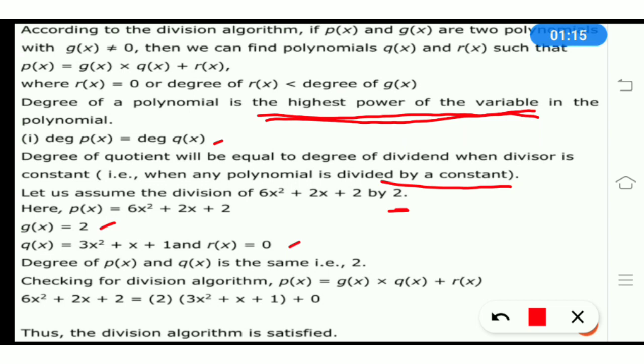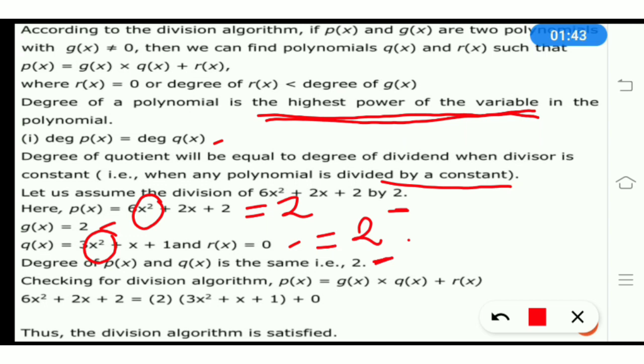So now see that degree of p of x: here the x square term is present, so that's why degree of p of x equal to 2. And in q of x, the x square term is also present, so that's why the degree of q of x is also 2. So the degree of p of x and q of x is the same, that is 2. Now we check the division algorithm.